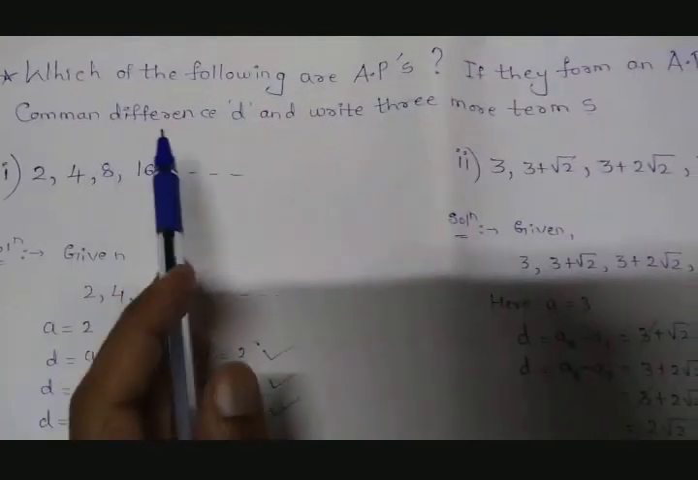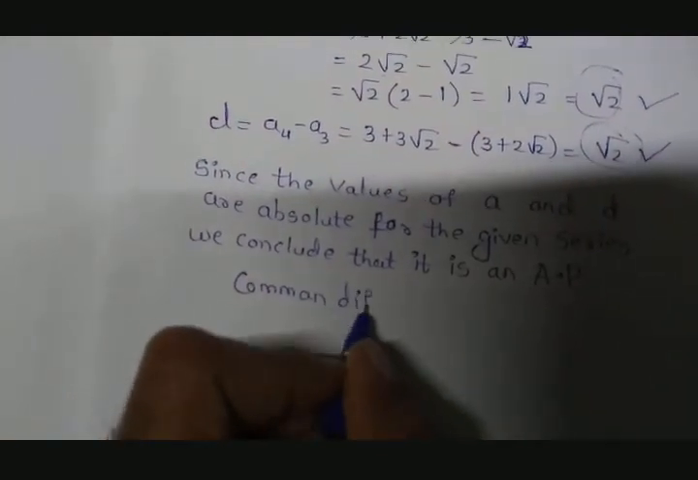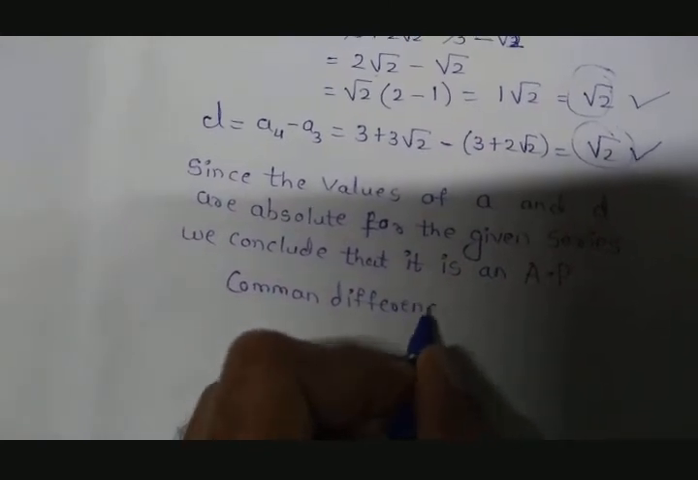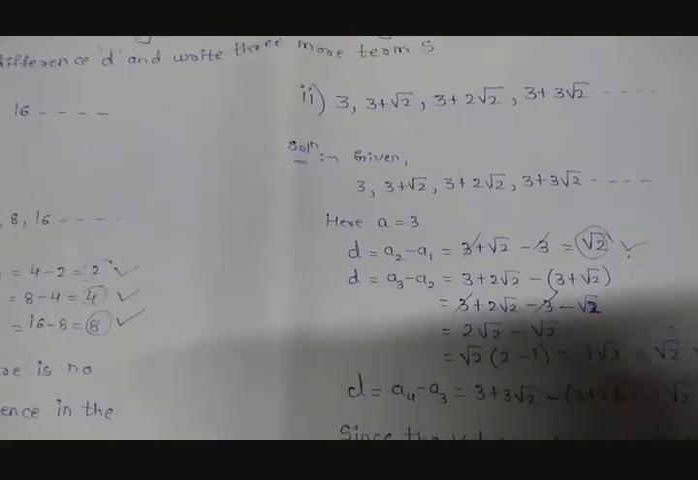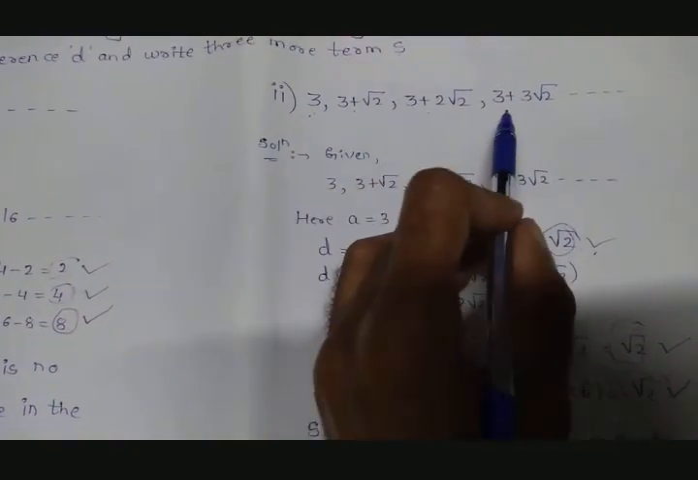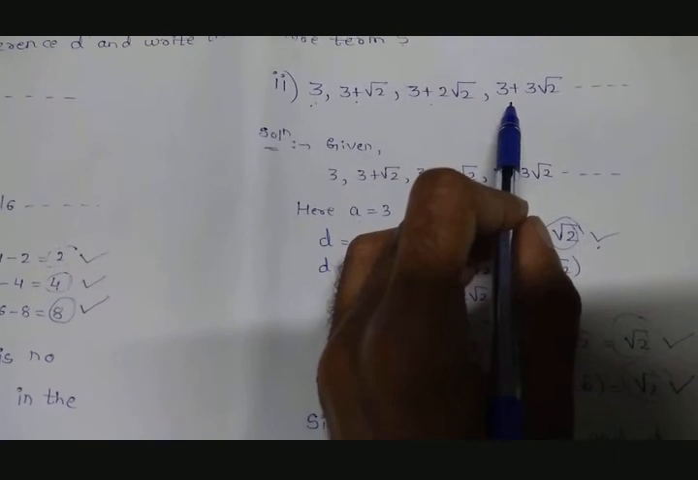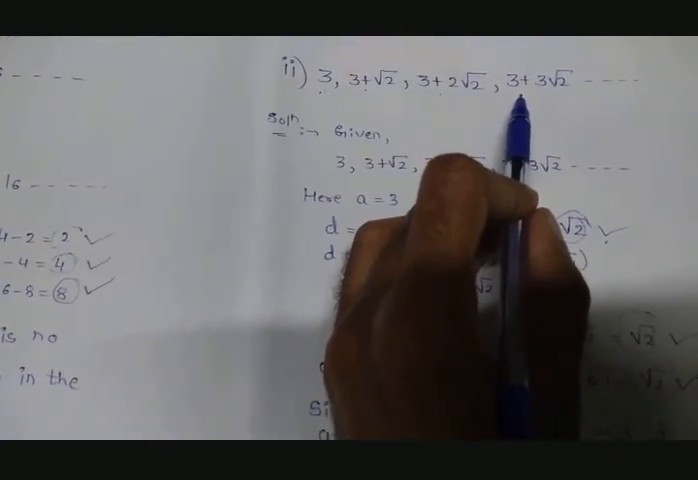They have given that if they form an AP, find the common difference and write the 3 more terms. As we have now found the common difference, d is root 2, and now we should find the 3 more terms. Since they have given a plus d, a plus 2d, a plus 3d, they have given the first 4 terms. Now we should write the 5th term, 6th term, and the 7th term.